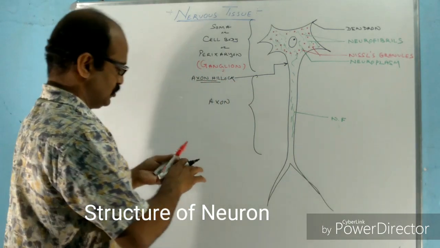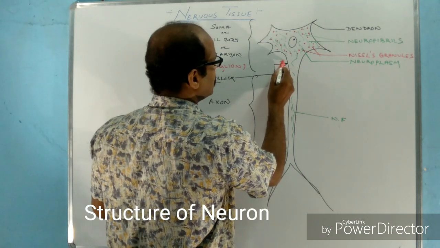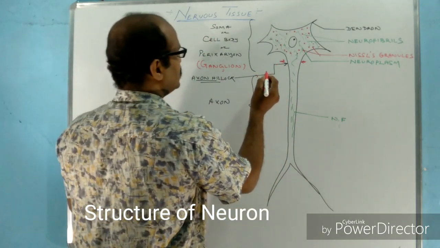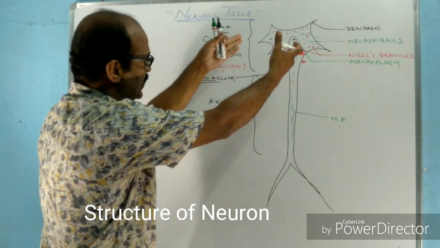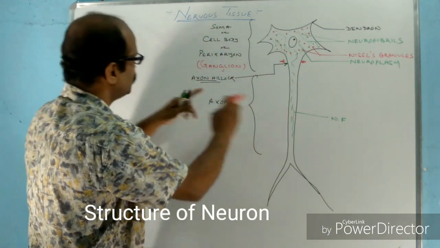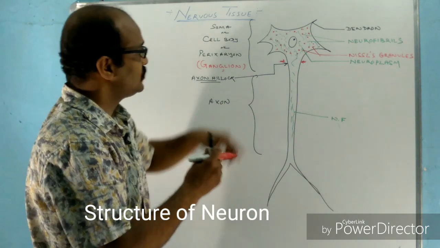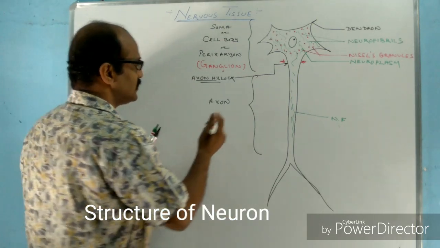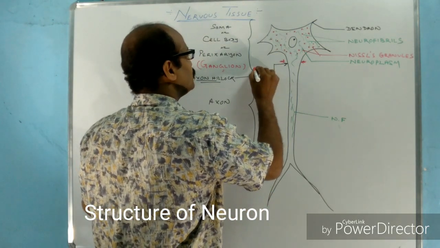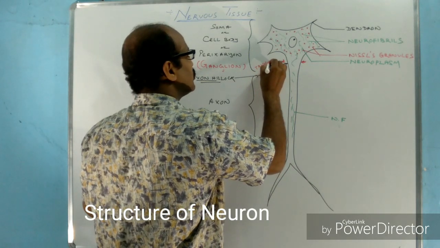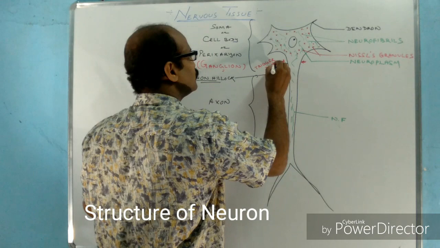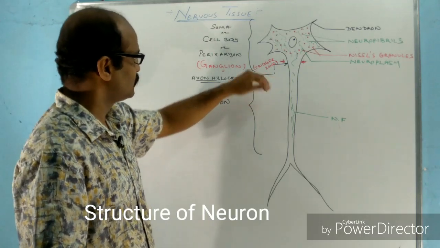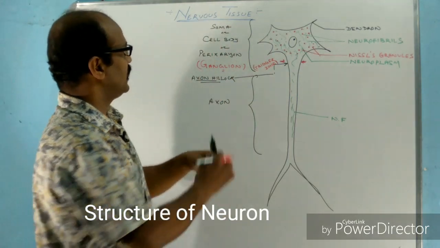Axon hillock. Somewhere in this region, this portion, is known as the initial segment, and such initial segment also continues with the axon hillock. This is the region where the nerve impulse is actually generated, and that's why this region is known as the trigger zone. So this is the axon hillock from where the axon rises, and this is the trigger zone.